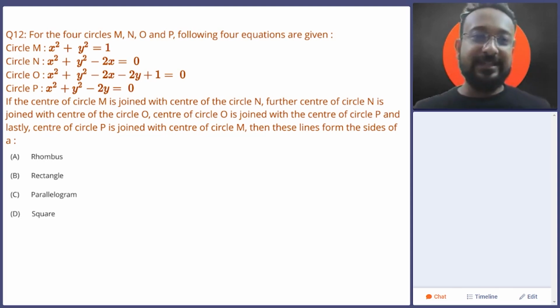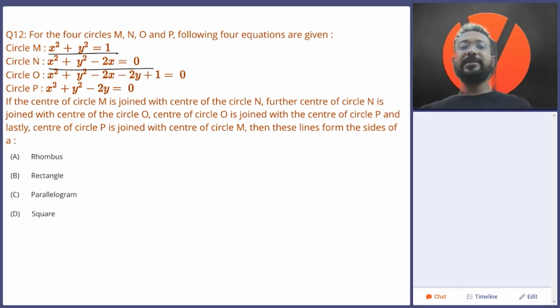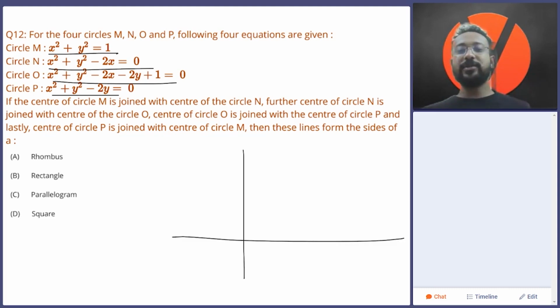For the 4 circles M, N, O, P, beta, 4 equations are written in front of you. You can see very clearly. Okay, so shall we draw the circles, sir? Yes. They're saying for 4 circles, 4 equations are given. Okay. First, let's draw the first circle. Sir, x square plus y square equal to 1 means center will be this. But one thing, I did not draw the entire circle because they're saying something.